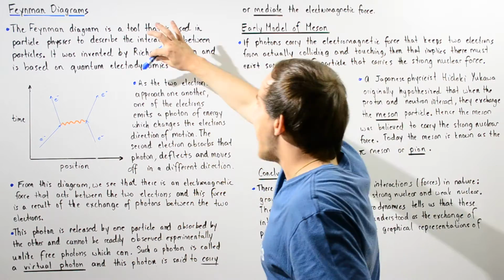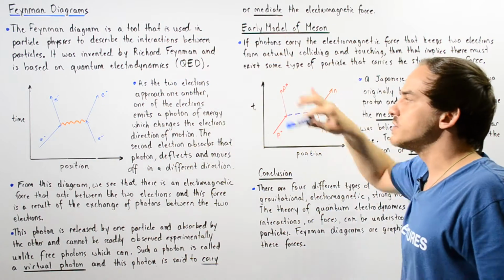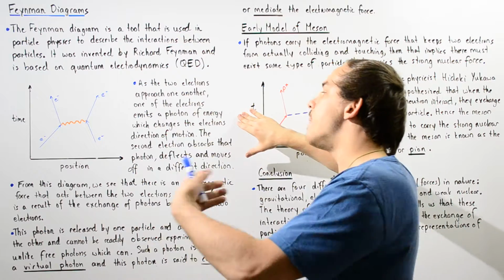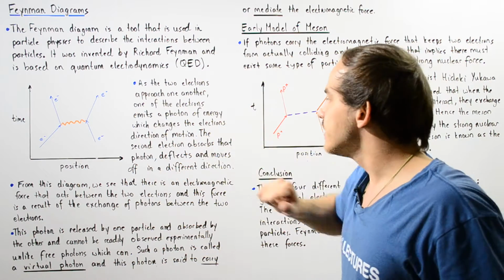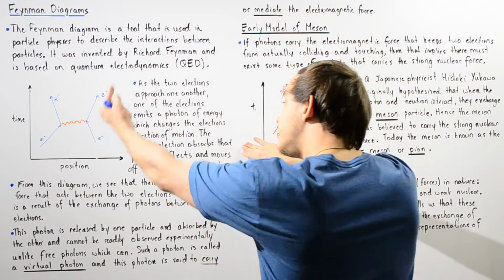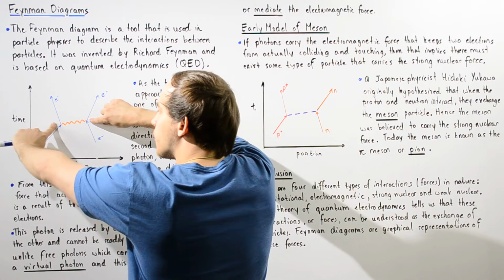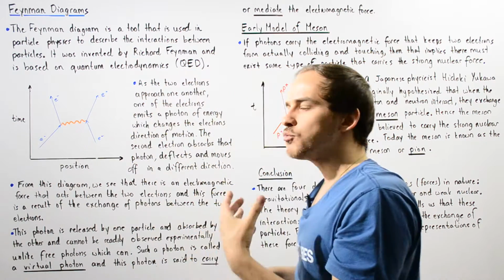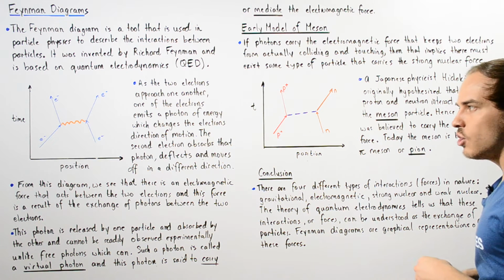So, once again, as the two electrons approach one another, one of the electrons emits a photon of energy, which changes the electron's direction. So this is by the law of conservation of energy. Now or momentum. The second electron absorbs that photon, and so it also deflects, it recoils, and moves off in a different direction. So if we examine these two vertices where our lines basically intersect, at these vertices we have the law of conservation of momentum that readily holds.